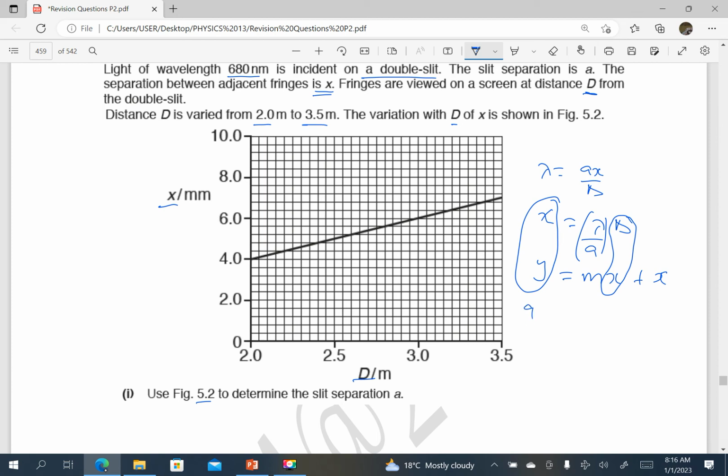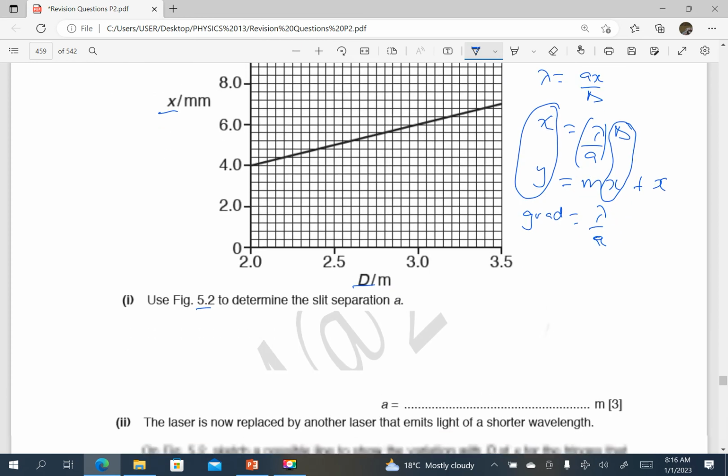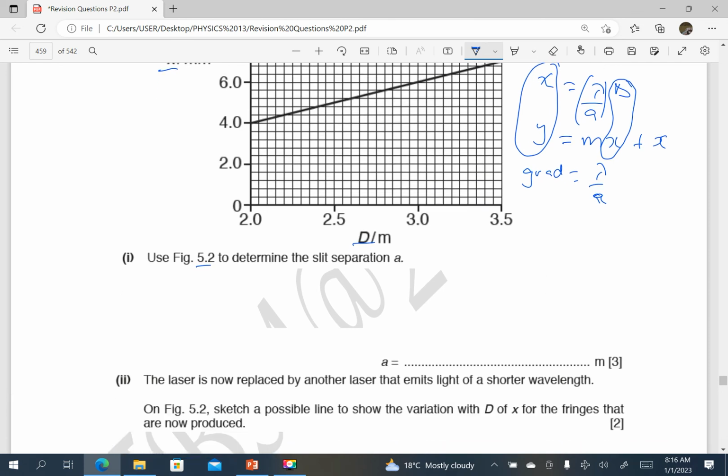So the gradient is equal to wavelength over A. In other words, the gradient is directly proportional to the wavelength and inversely proportional to the slit separation. Let's find a gradient, or even if we don't find a gradient, we can just take a pair of values from the graph. So A is equal to lambda times D over x. So lambda is 680 nanometers, so times 10 power negative 9.